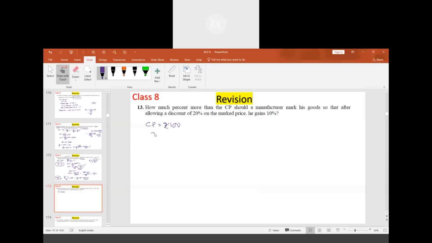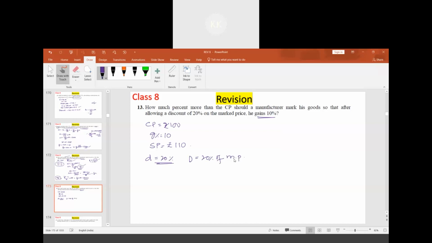Let's see. The gain percentage is 10% on the total transaction. First, if I find the selling price after the gain, the selling price will be 110. Then, allowing a discount of 20%, the discount is 20% of the market price.